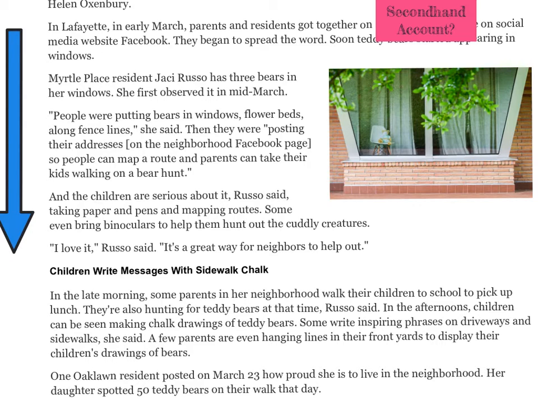So you can see a picture, and there's a teddy bear in a window. People are putting bears in windows, flower beds, along fence lines, she said. Then they are posting their addresses on the neighborhood Facebook page so people can map a route and parents can take their kids walking on a bear hunt. And the children are serious about it, Russo said, taking paper and pens and mapping routes. Some even bring binoculars to help them hunt out the cuddly creatures. I love it, Russo said. It's a way for neighbors to help out.